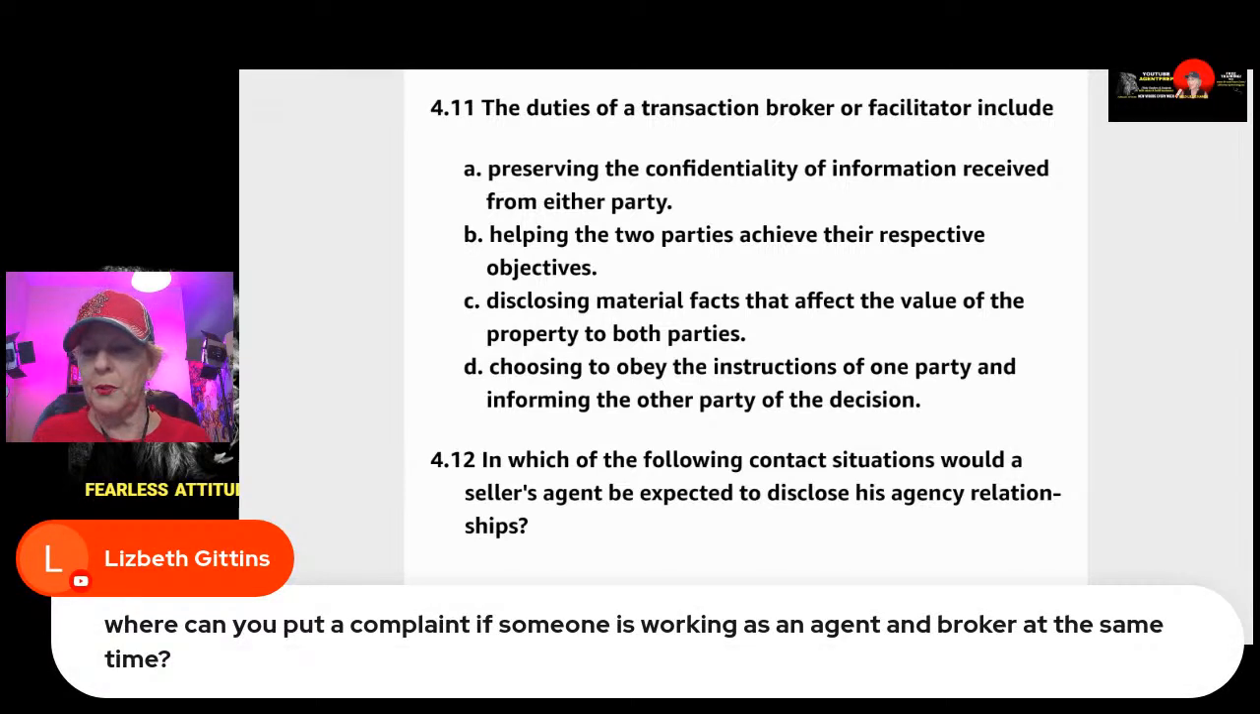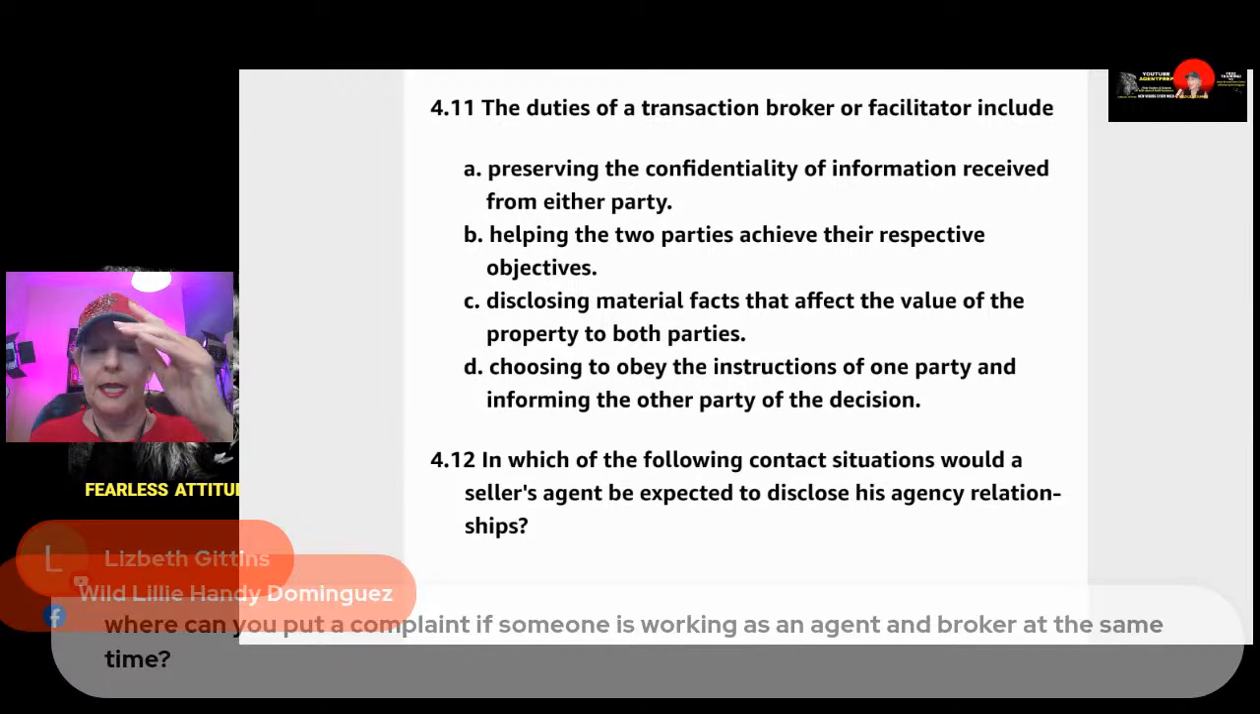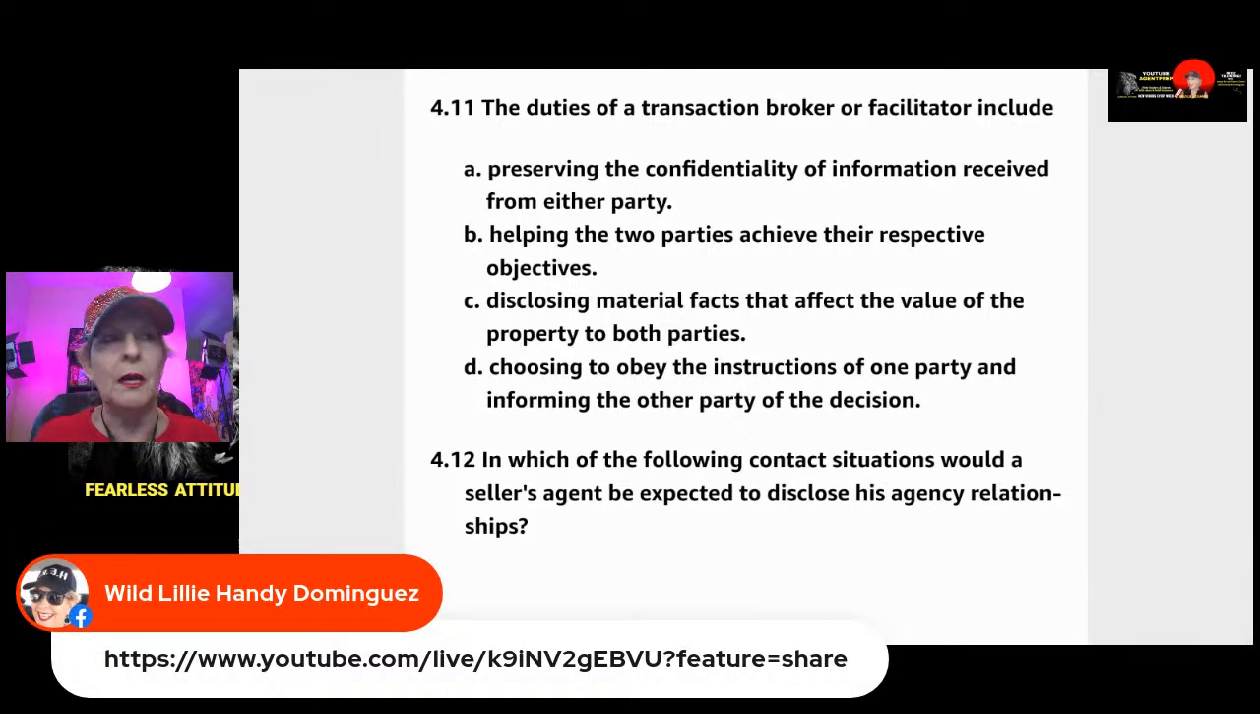So where can you put a complaint if someone is working as an agent and broker at the same time? Oh, they can do that. A broker can be an agent. If they're going to have both parties represented, then they've got to have two different realtors. But a broker can also be an agent. There are individuals that have a broker license and practice real estate, and it might just be them. They might have an office as a brokerage and it's only them.